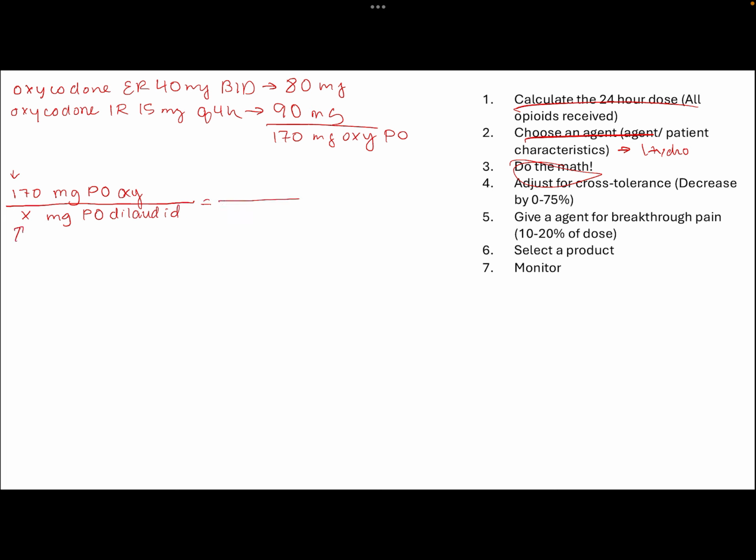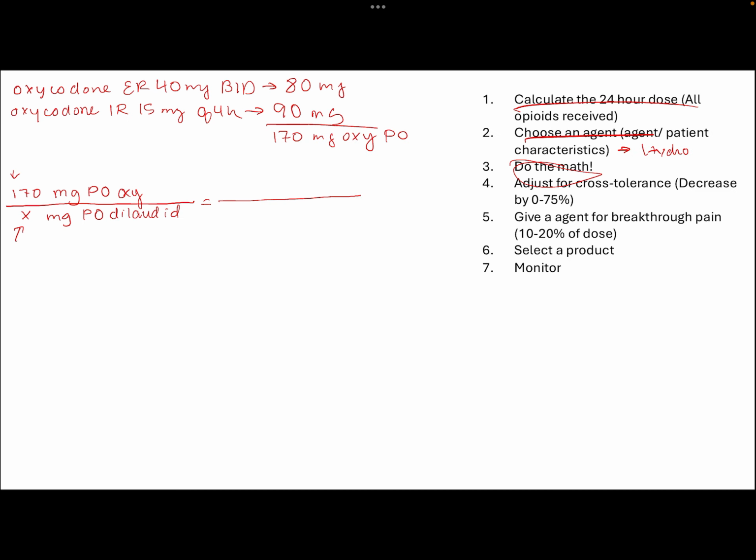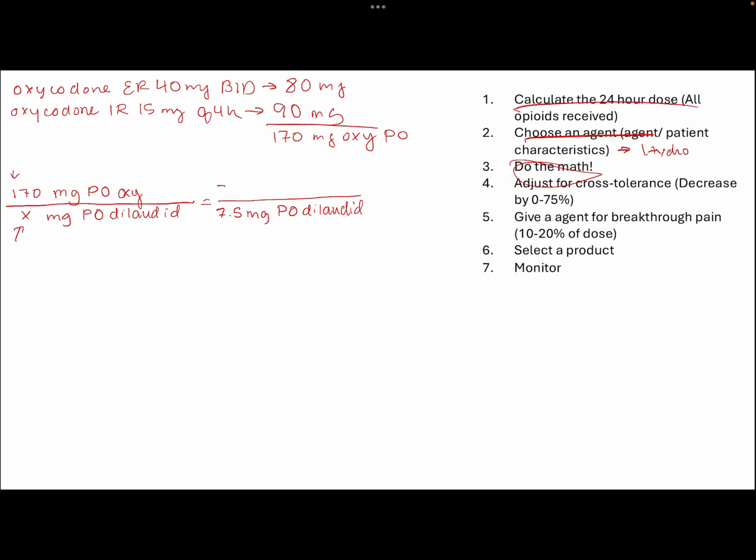Let's set up our conversion factor on the other side, and this is where we're going to use this converting between opioids. So you can see here that I have hydromorphone oral is 7.5, and then oxycodone oral is 20. So let's go back here, and we'll put 7.5 in the dilaudid spot. And you can see here why it's important to go ahead and put the PO in there, just to make sure that you can orient yourself whenever you're looking at IV versus PO.